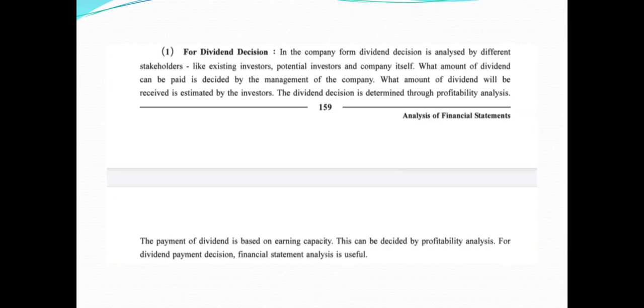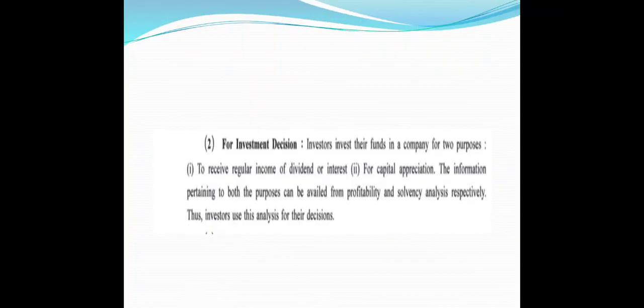Out of that profit, company declares the dividend. Also, investors decide what amount of dividend they will be getting approximately from financial statement analysis. So it is useful for dividend decisions by both the parties, whether it is investor or the company. Let us see the second one, the decisions of investment, that is for investment decisions.